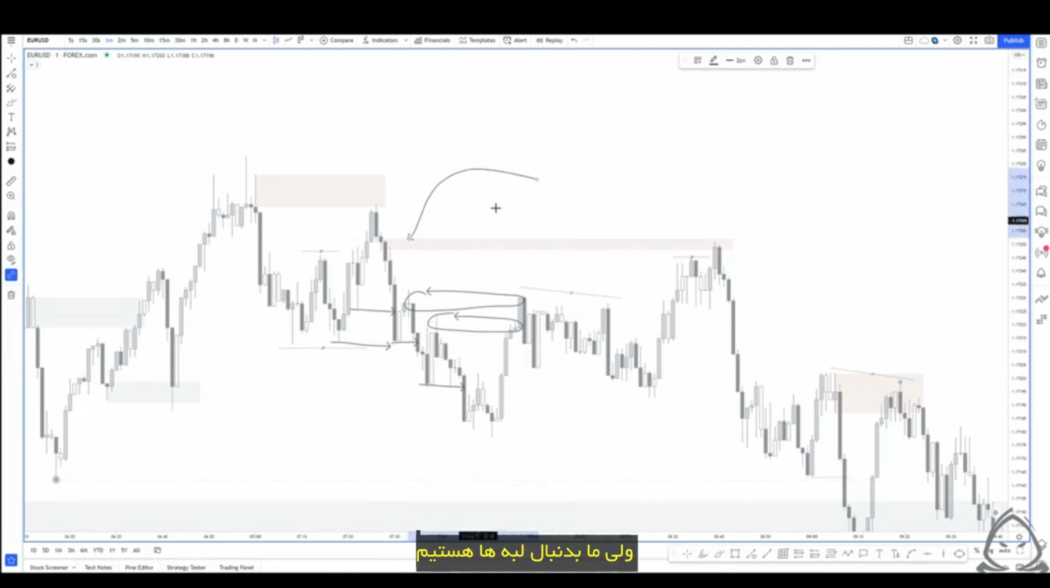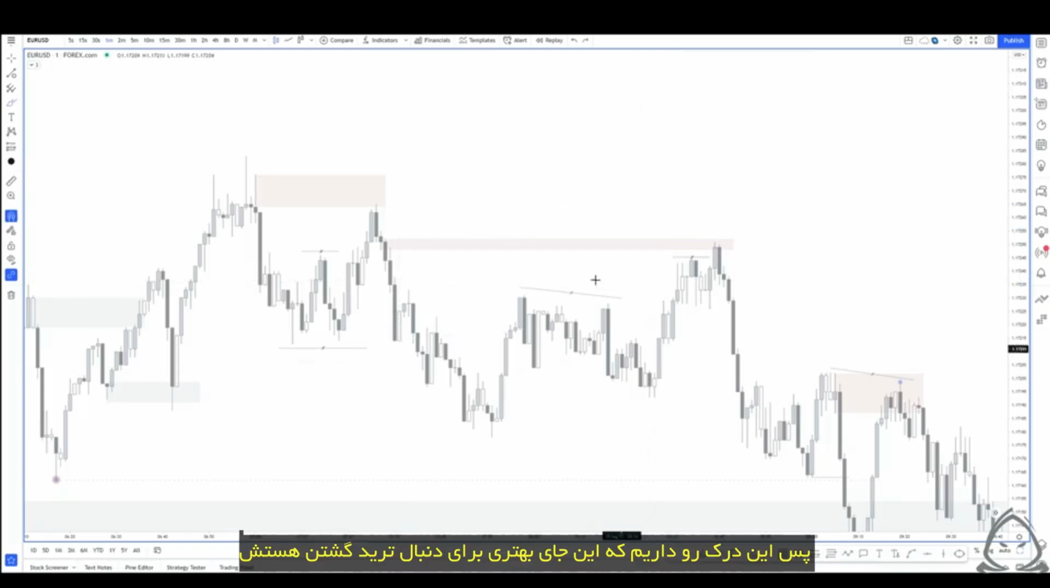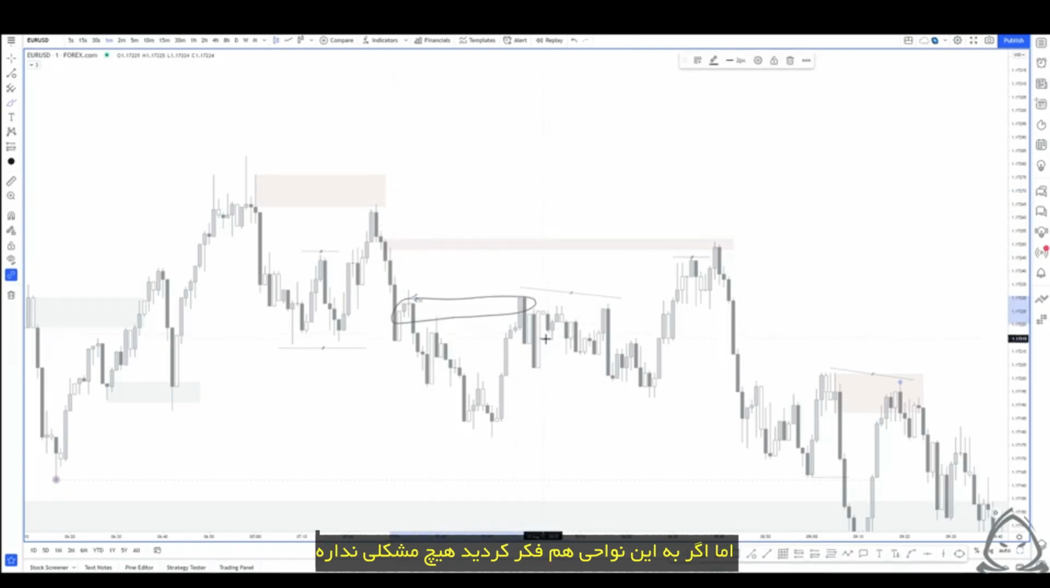But of course, we're trying to focus on extremes. We're trying to factor in liquidity. So it gives us an understanding that this extreme portion is probably the better route to be looking for a trade. But of course, if you looked at these areas, there's nothing wrong with that.